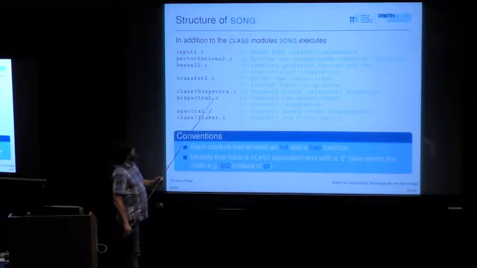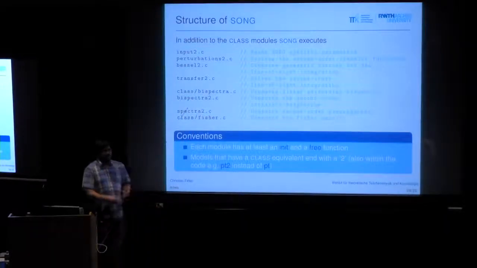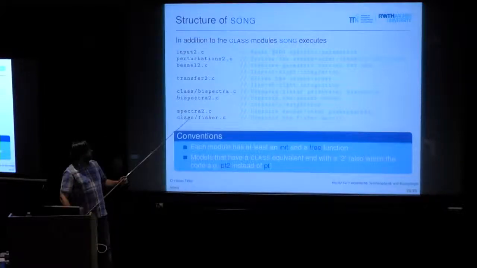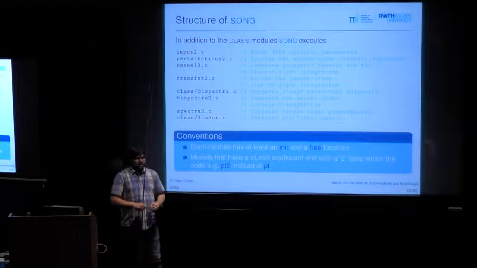And spectra2.c is like a spectra.c, just takes the output of the transfer2.c and computes power spectra. But here you have to be very careful, because the code only computes second-order perturbations.